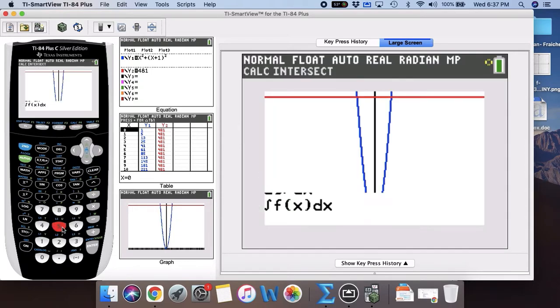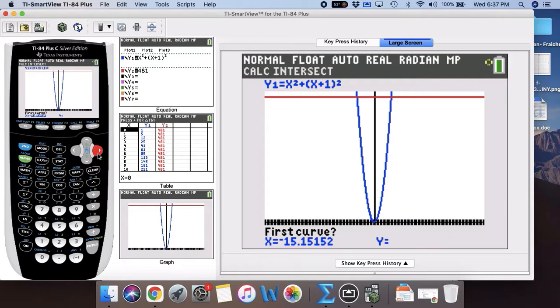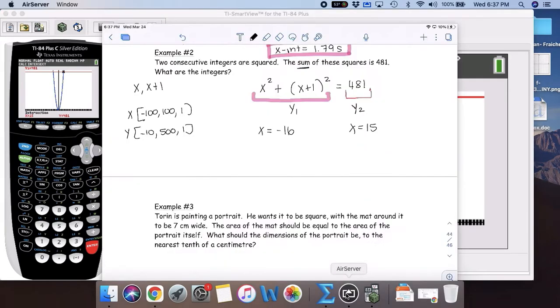So we're going to go second trace, number 5 as well. And we're going to go to the second intersection on the other side and get as close as possible to it and press enter 3 times. So you're just repeating the steps we just did. So I did second trace, number 5, go as close as possible to the intersection, and you should find that the intersection is 15 when you press enter 3 times. Okay, so we just wrote them down.